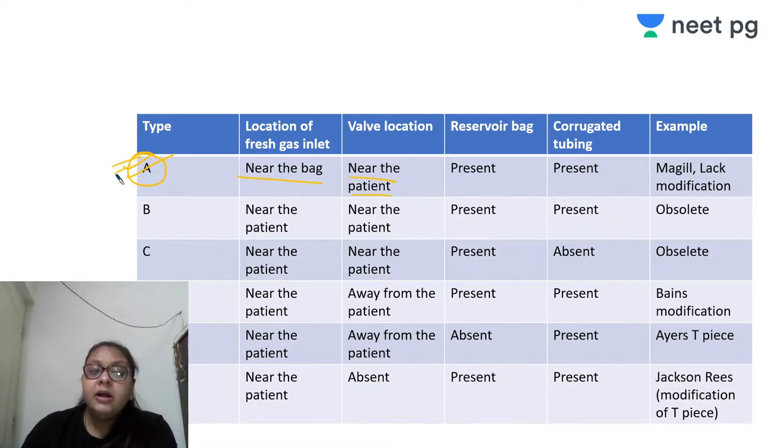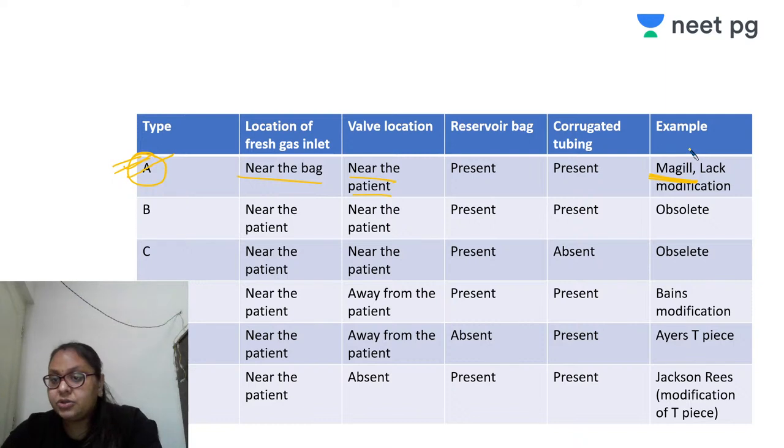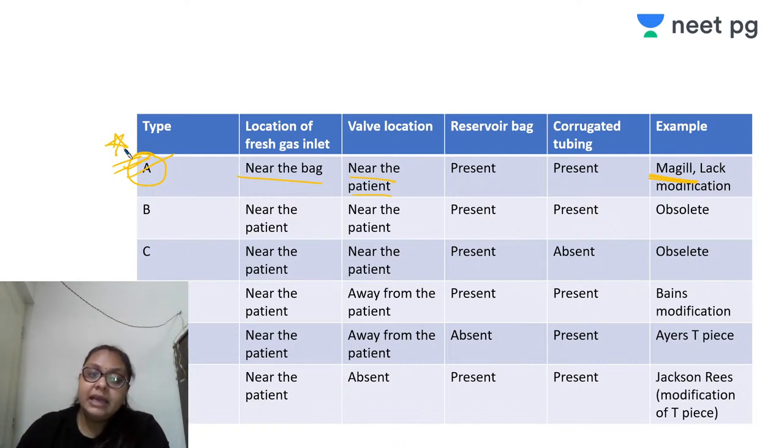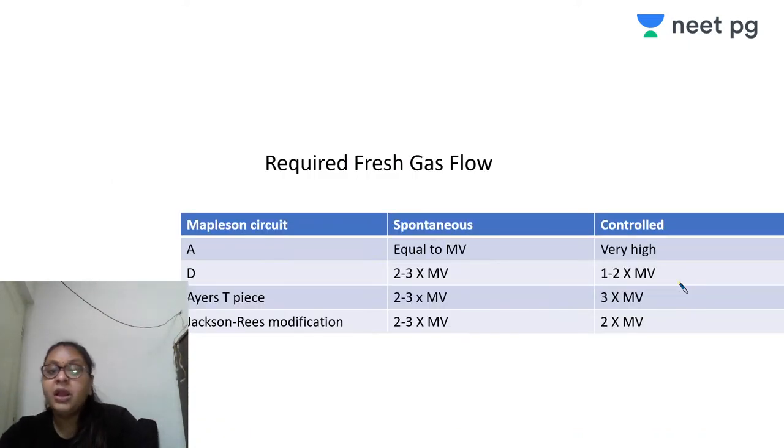Okay, yaad rakhna, Mapleson A, it is also known as Magill. Okay, Mapleson A is also known as Magill, and the modification of Mapleson A is the Lack modification. Okay, modification of A is Lack modification, and modification of B is Bain's modification. Okay, it is Bain's modification. So now, as I told you, required fresh gas flow.